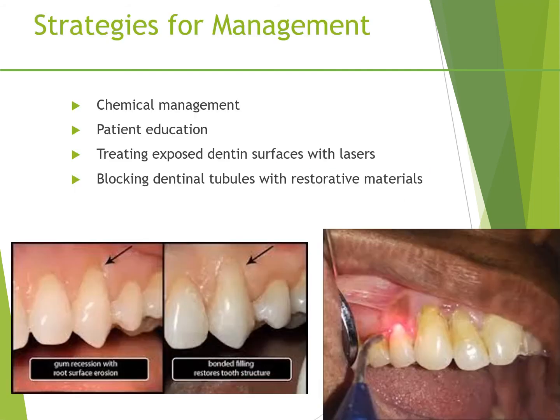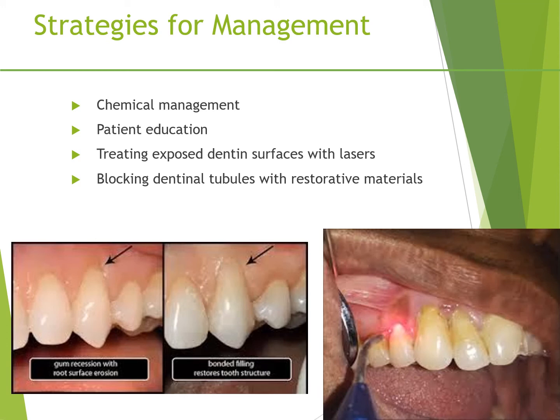So let's keep talking about the strategies to manage dental hypersensitivity. I've talked a little bit about chemical management with some products, Gluma in specific, or even fluoride varnish. Of course, you're going to talk to your patient about what's going on in their mouth, and maybe this is the time where you talk about a sensitive toothpaste. We'll get to that in a minute.